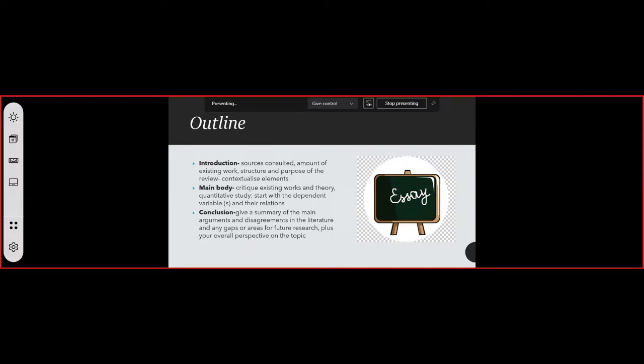I might just now mention what's the difference between a summary and a conclusion. If you're not quite sure, please go on Google and look up what is the difference between a summary and a conclusion. In a conclusion, you bring together your main arguments or disagreements that you found in literature, or any gaps, definitely areas for future research, plus your overall critical perspective on the topic.